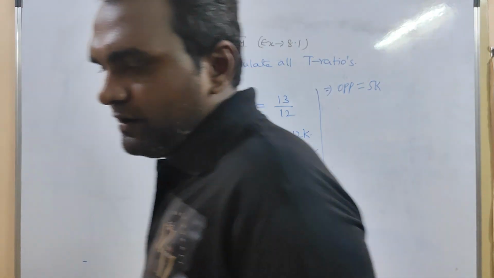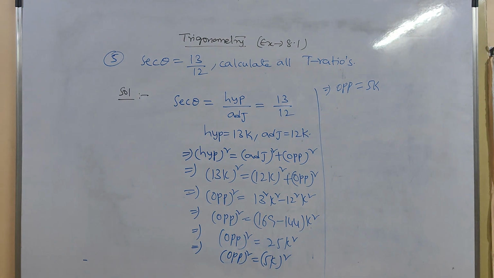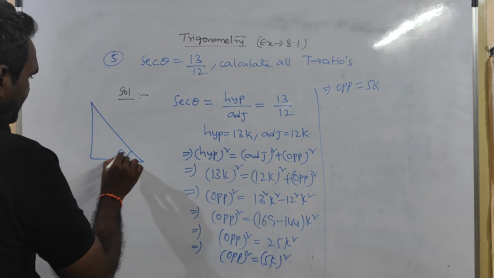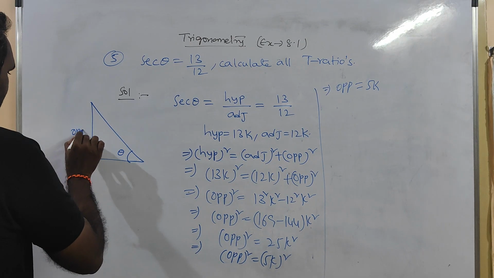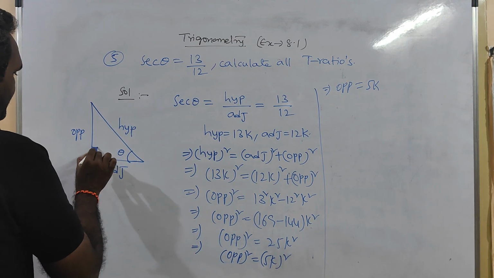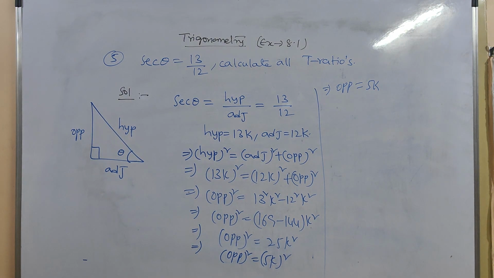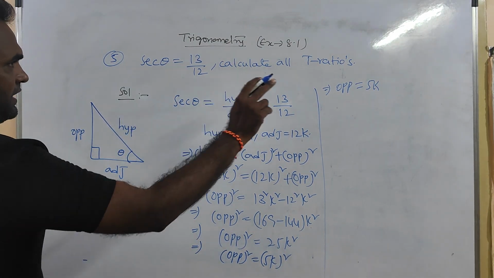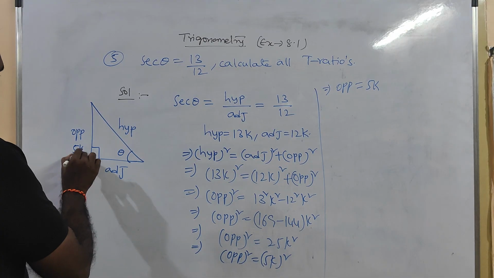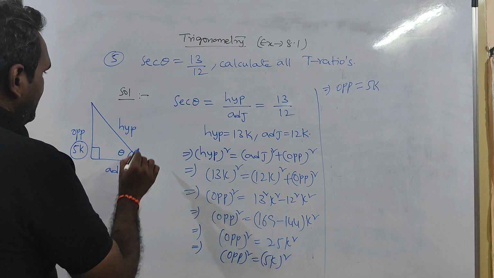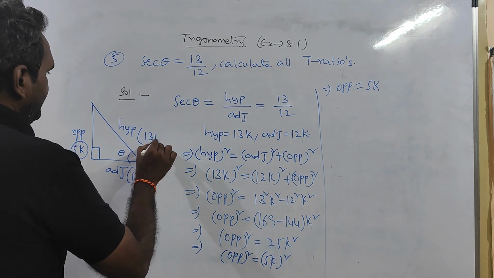That means I am having one triangle. In that triangle, for example, if this is theta, this is my opposite side, this is my adjacent side, and this is my hypotenuse. Opposite to the hypotenuse there will be a right angle. And what are my values to write? Opposite value I got as 5k, make it round. Adjacent is given, that is 12k. And hypotenuse is given, that is 13k.